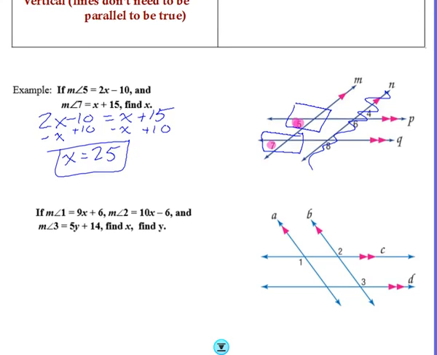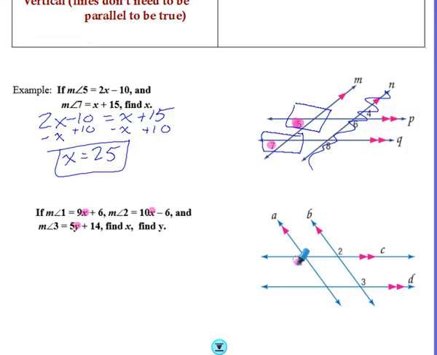Alright, and then our last problem here says that if the measure of angle 1 is 9x plus 6, and the measure of angle 2 is 10x minus 6, and measure of angle 3 is 5y plus 14, find the measure of x and find the measure of y. So, if you notice, we have a y here, and we have two x's. So most likely we're going to do something with these two x's, because we can't solve if we're just doing an x and a y.